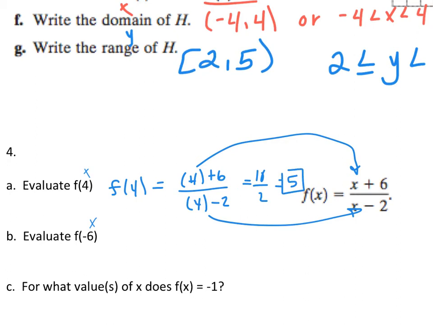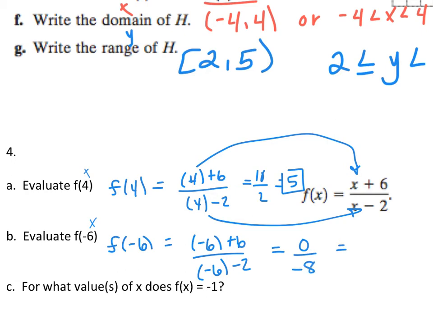Try to plug in negative 6 by yourself. If you did that correctly, you should have done f of negative 6. Everywhere I see an x, I plug in a negative 6. And whenever I plug in, I always wrap my number in parentheses. So negative 6 plus 6 over negative 6 minus 2. Now, negative 6 plus 6 is 0. Negative 6 minus 2 is negative 8. 0 divided by anything is 0. So you get 0.